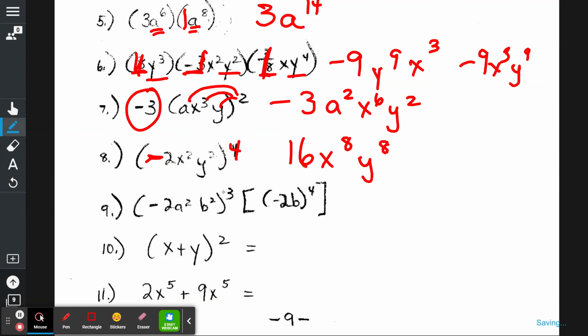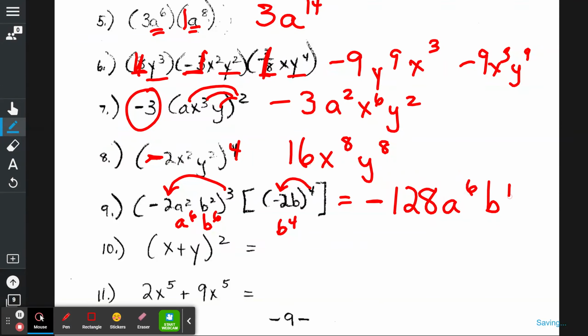Number 9, this term's going to be negative. This term's going to be positive, which means the final sign is going to be negative. 2 cubed is 8. 2 to the 4th is 16. 8 times 16 is 128. So this is -128. This becomes a to the 6th, b to the 6th. And this becomes b to the 4th. So that's a to the 6th, b to the 10th.